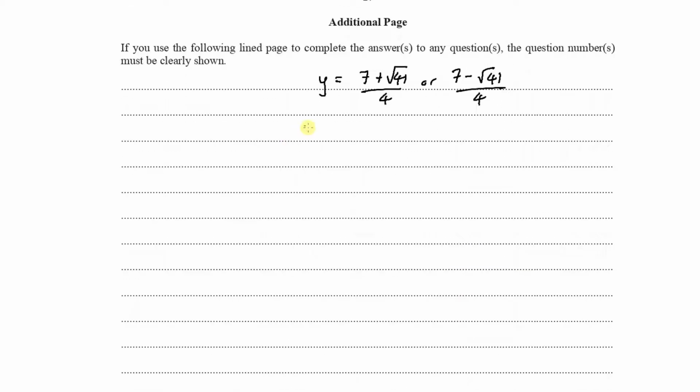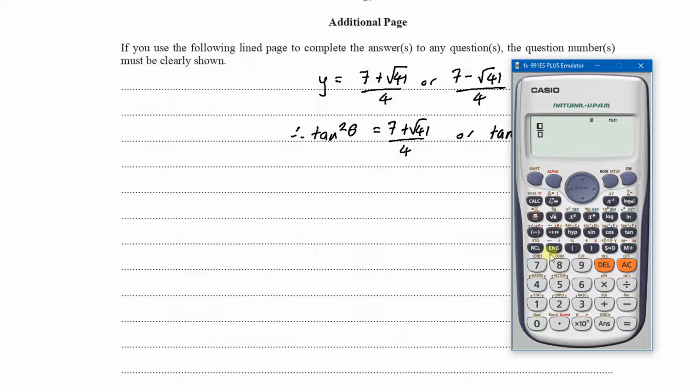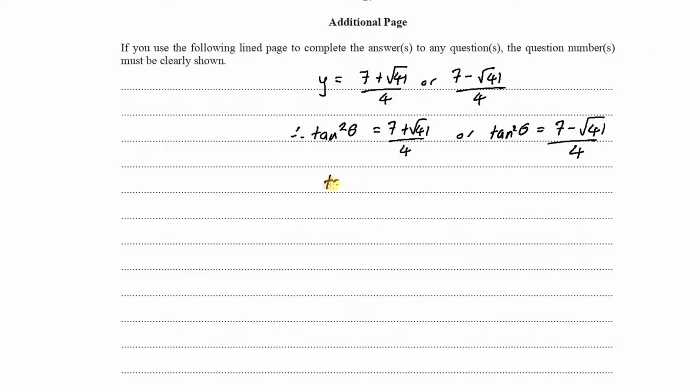But we know here that tan squared theta is equal to y. So therefore tan squared theta can be equal to 7 plus root 41 over 4, or tan squared theta can also be equal to 7 minus root 41 over 4. Now let's have this in decimal form. So we have here the 7 plus root 41 over 4, and this is 3.351. So tan squared theta here is 3.351, and we can do the square root to get tan theta here.